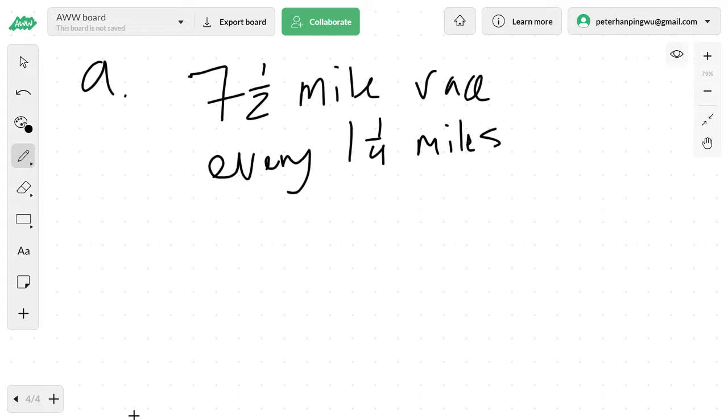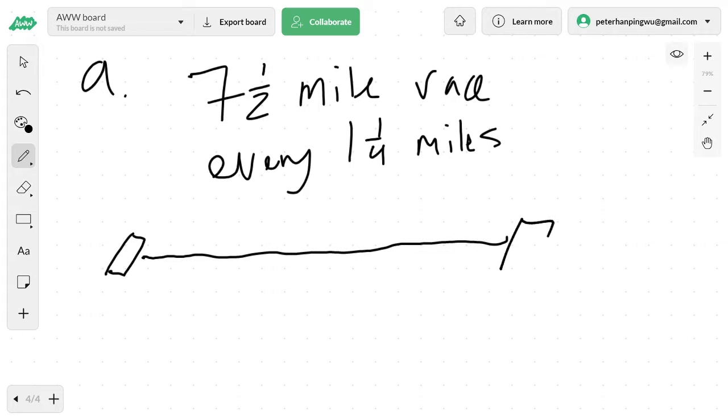Whenever you have a question like this, you might be confused what to do with our numbers. So my recommendation is always to start with a picture. So I'm going to draw a picture. Here's a starting line, right? We're going to draw a racetrack, and here's our end line. We know that this is at 7.5 miles. And now our question is, how many water tables are going to be on the track?